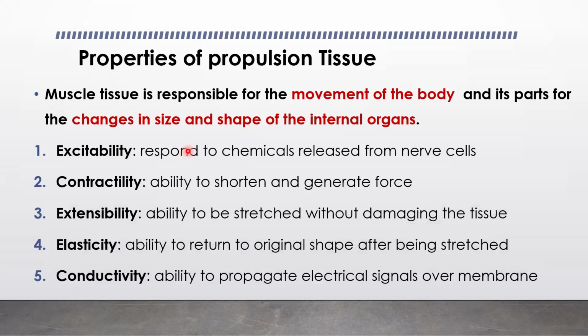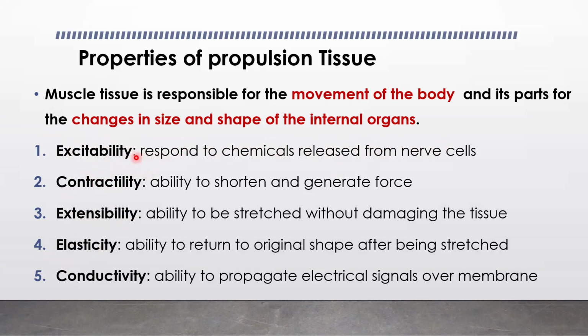For the properties of the propulsive tissues, there are five. We have excitability, contractility, extensibility, elasticity, and conductivity. Excitability is the ability of the muscle to respond to chemicals released from the nerve cells, the neurotransmitters. So this muscle is able to respond to acetylcholine, glutamate, GABA, and other neurotransmitters.